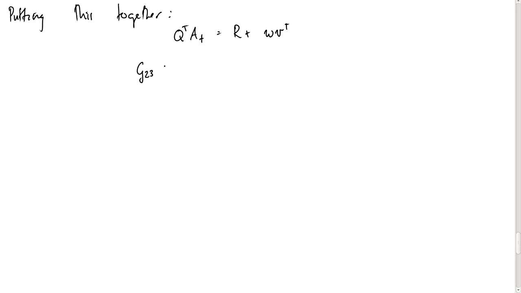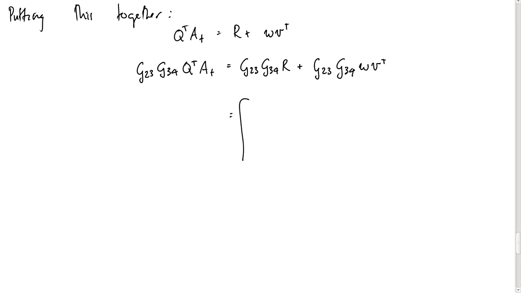So if we apply all these matrices in turn, so for our 4x4 case it looks like this: G23, G34, Q transpose A plus. I'm just applying that sequence of orthogonal transformations to both sides of my equation, equals G23, G34, R, plus, what else? G23, G34, WV transpose. Okay, and let's look at the shapes.